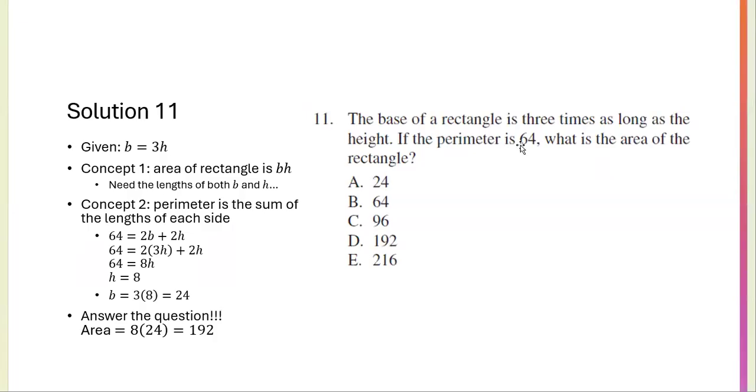So, as I was saying, perimeter is 64, which is 2 times the base plus 2 times the height. And in the first sentence, they gave us B is equal to 3H. We can make a substitution, B as 3H, and solve for H. H is 8. And then we can get B. B is 3H, so 3 times 8, which is 24.